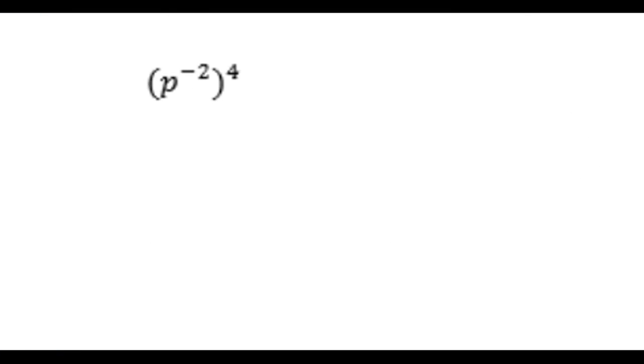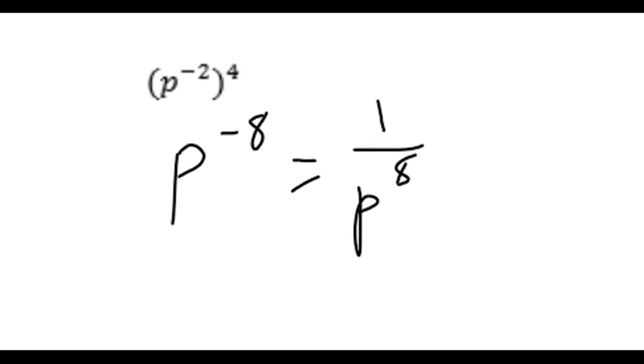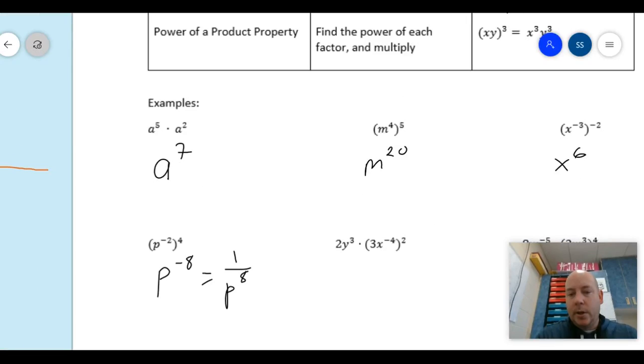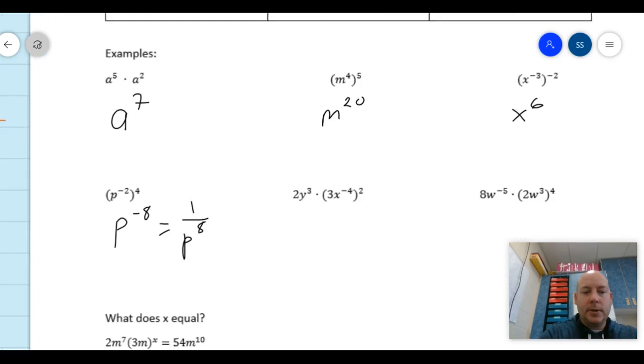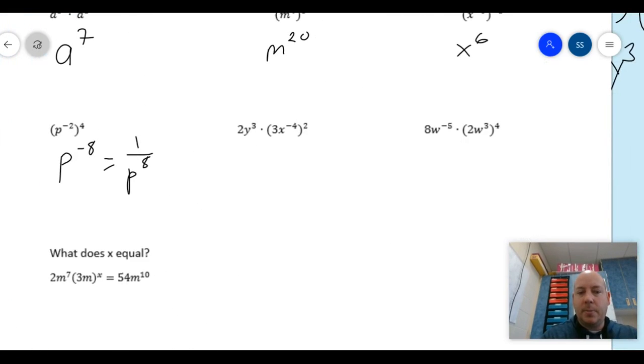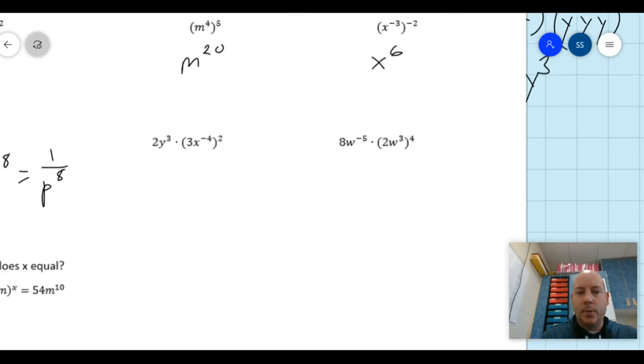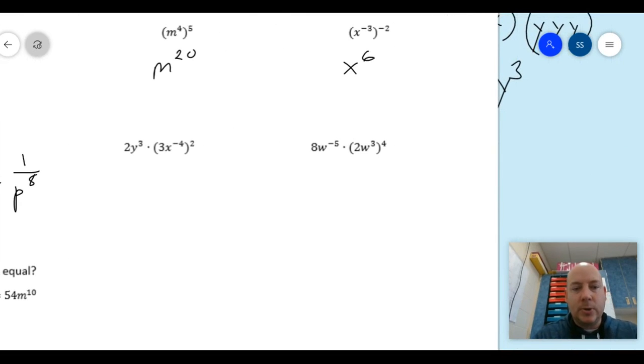Fourth one there, p to the negative second to the fourth power. Again, our rule is multiply that together. So that's p to the negative eighth. And if we want to, we can simplify that as 1 over p to the eighth. Those are all one step following your rules. Now, when we get to this next part, we've got to combine some of those rules together. So 2y to the third times 3x to the negative fourth, squared.